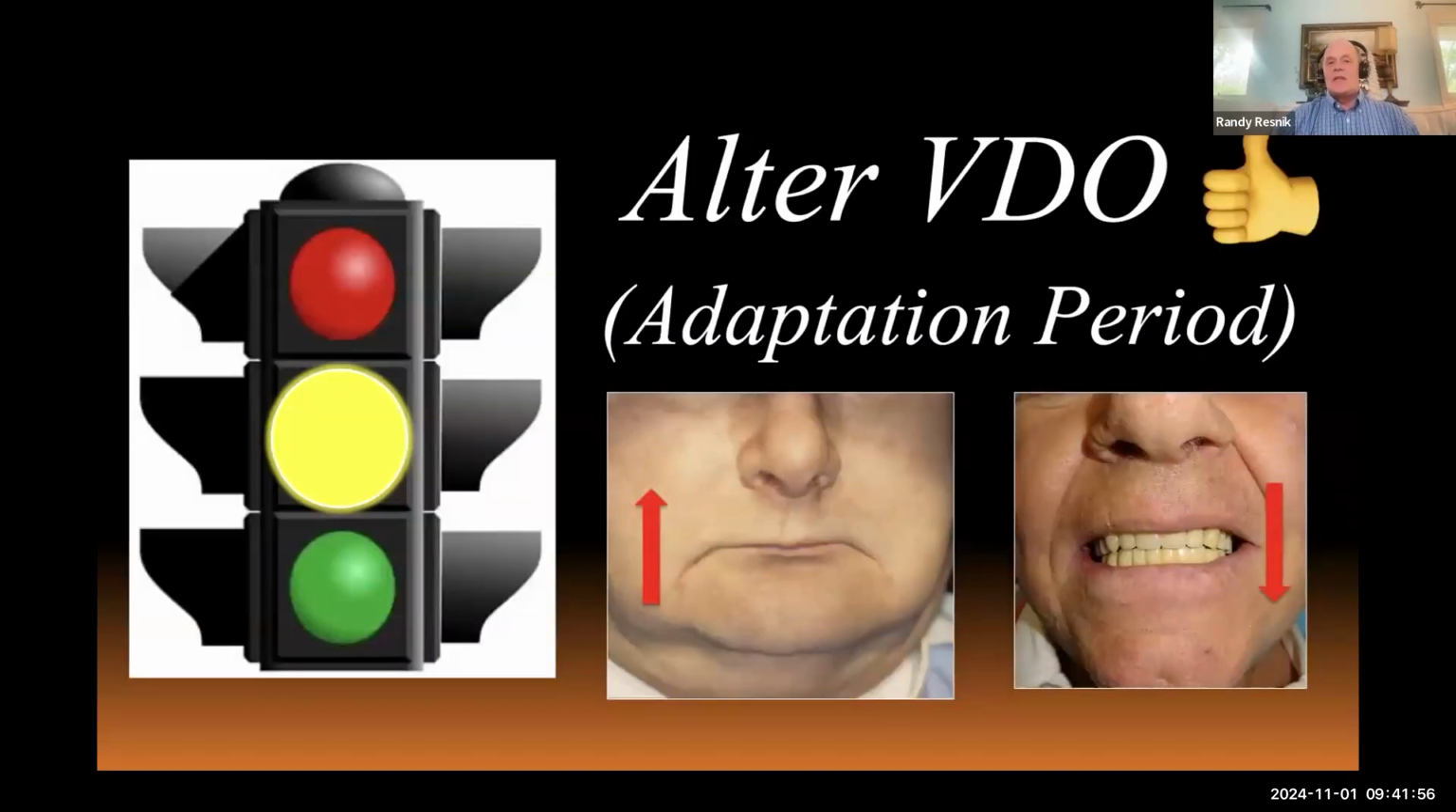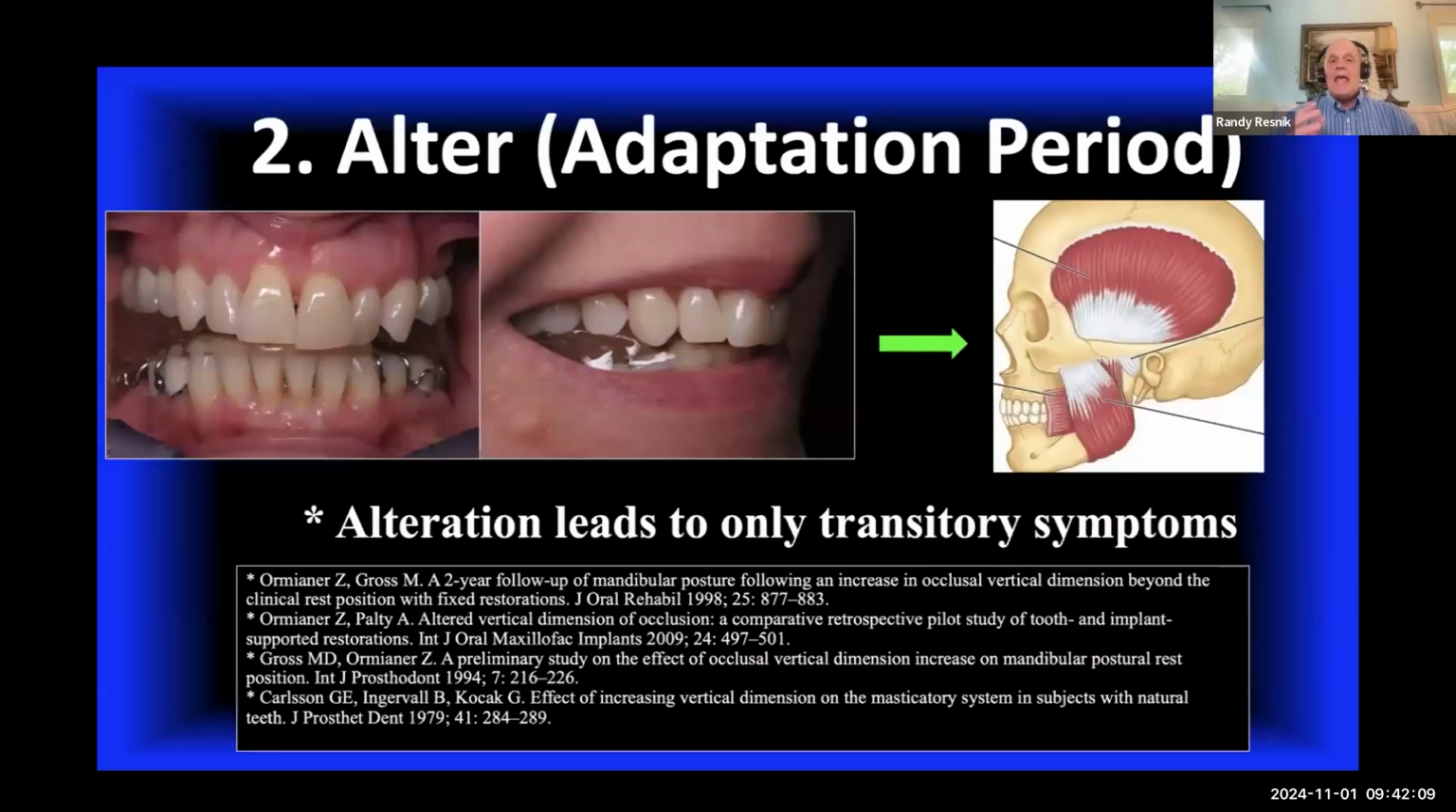The second option is their school of thought to alter the VDO, but there is an adaptation period, whether you're increasing it or you're decreasing it. And that is why I have it as a yellow light, because it can be done, but you have to do it with certain protocols in place. There's a ton of literature out there that basically says patients do adapt to alterations within reason of their vertical dimension. They might get symptoms, but they're transitory, so they're not long-term.